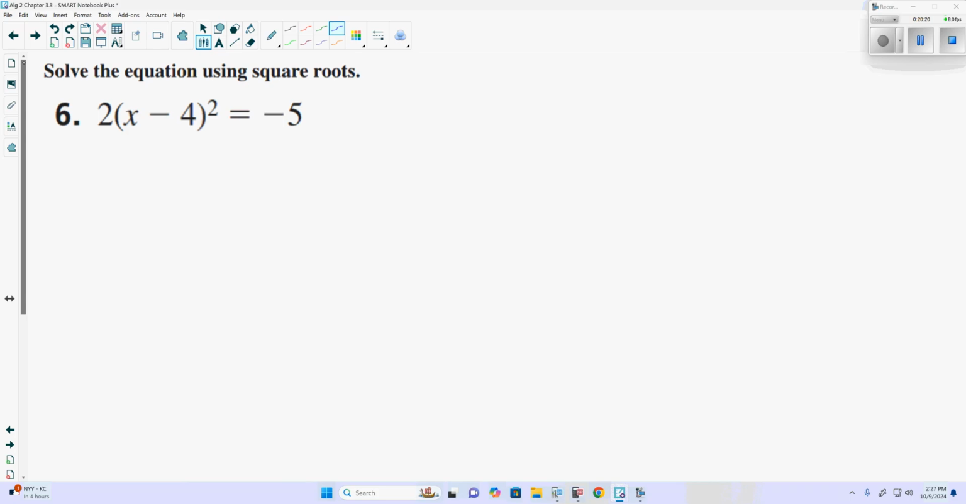Two times x minus 4 squared is equal to negative 5. X is only inside our parentheses, so we can use the square root method on this here. What's the first thing we can do to get this by itself? Divide both sides by 2. And when we divide both sides by 2, it'll tell us that x minus 4 squared is equal to negative 5 halves.